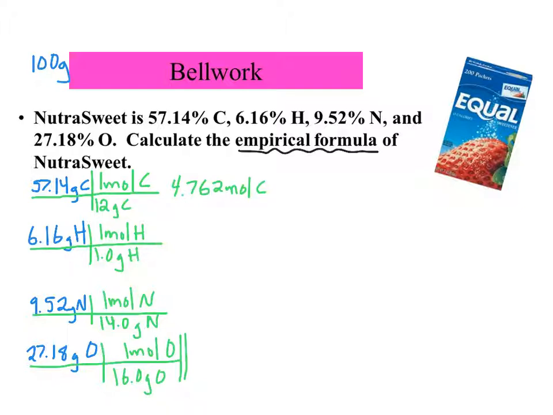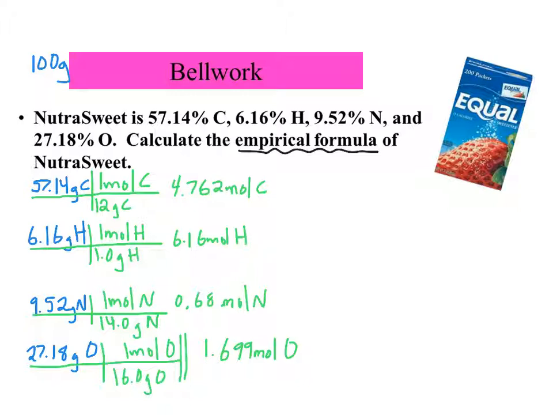With hydrogen, I get, of course, 6.16, and that is moles of hydrogen. And then for nitrogen, I get a value of 0.68, and that is moles of nitrogen. For oxygen, with sig figs, I get a value of 1.699, and that is moles of oxygen.